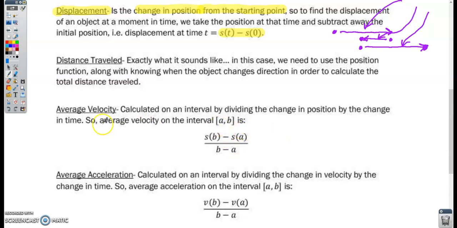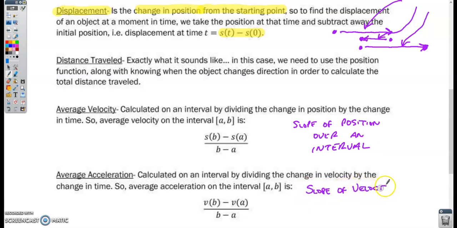And so the average velocity is the slope of position over an interval, as opposed to the derivative of position at a point. This ties in very strongly with what we talked about earlier in the course about instantaneous and average rates of change. Average acceleration, same idea, except in this case it's the slope of velocity over an interval.